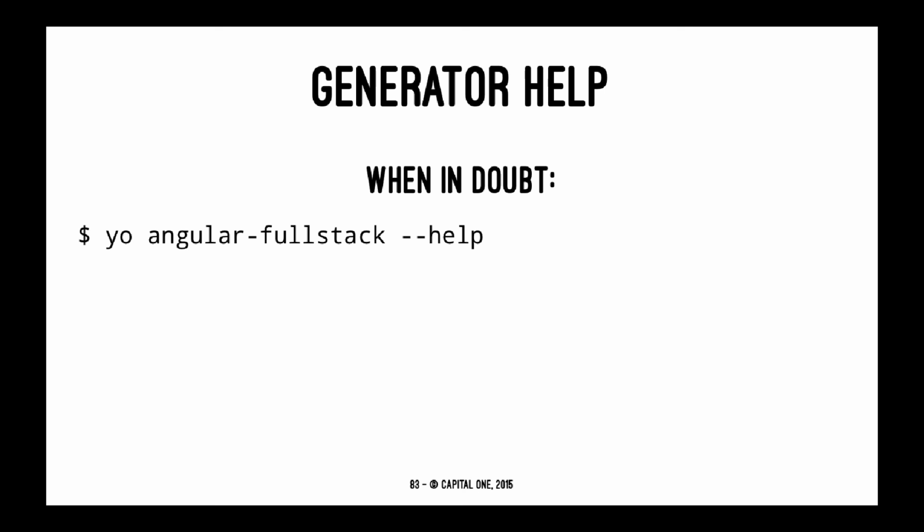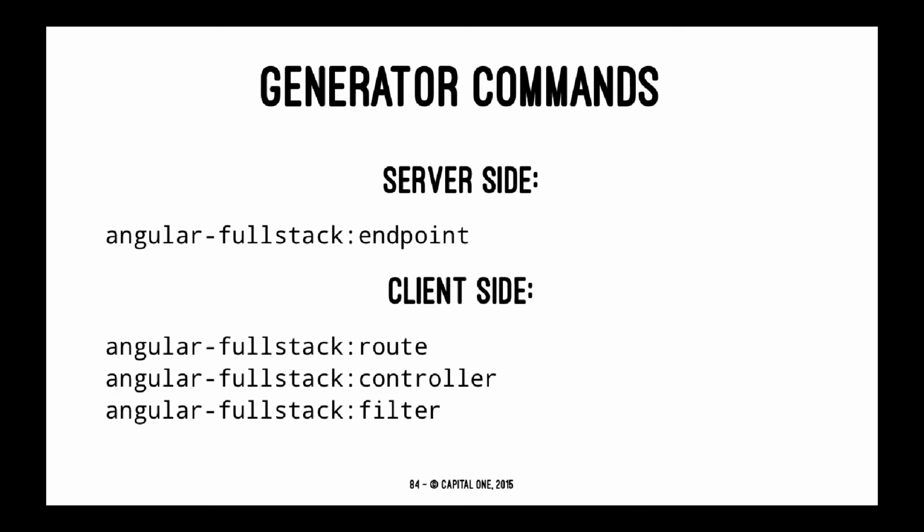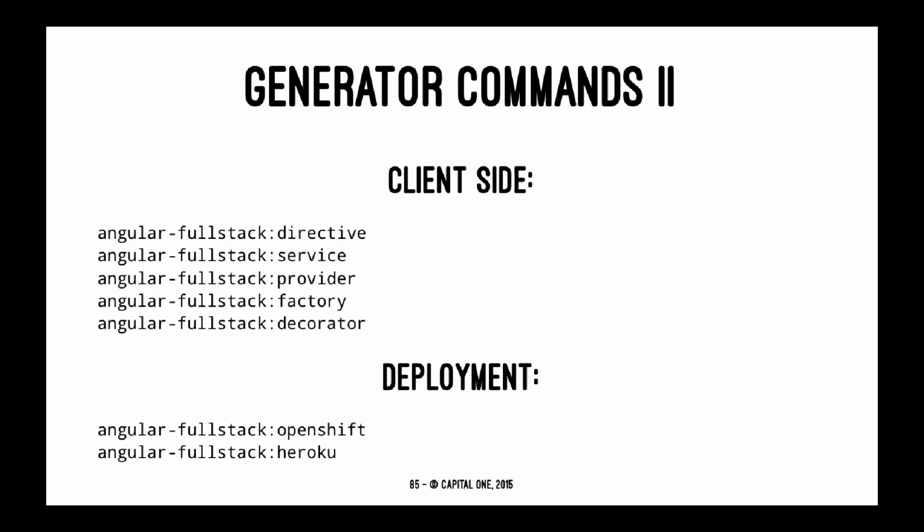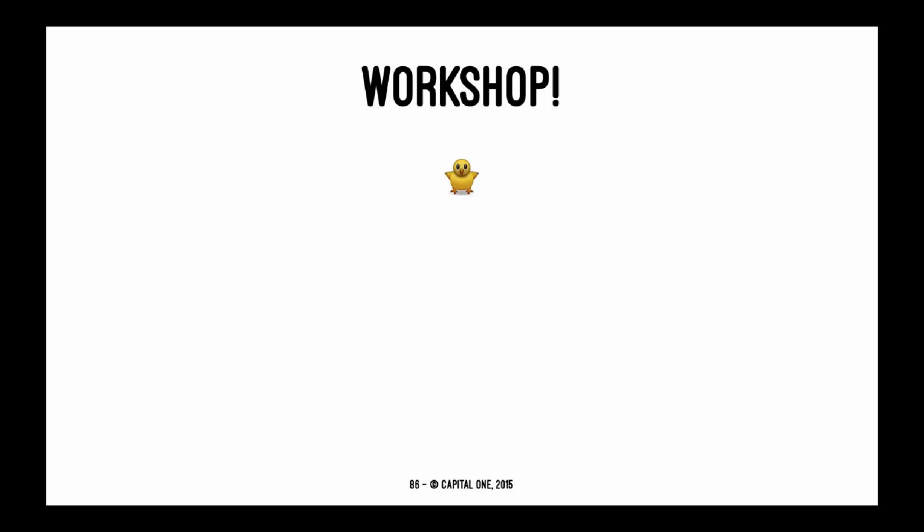When in doubt, you can use --help to get the list of commands. They are endpoint, route, controller, filter. Endpoint is for the server API endpoints. And then for the client side, route, that's a new UI Angular route. Controller, we can also create a new controller. We can create a filter. We can create a directive, a service, provider, factory, a decorator. And also we have two commands for deployment, for OpenShift and Heroku.